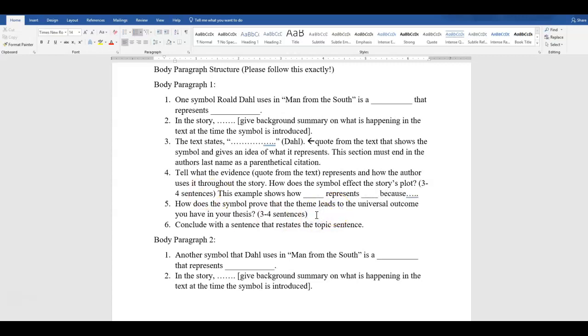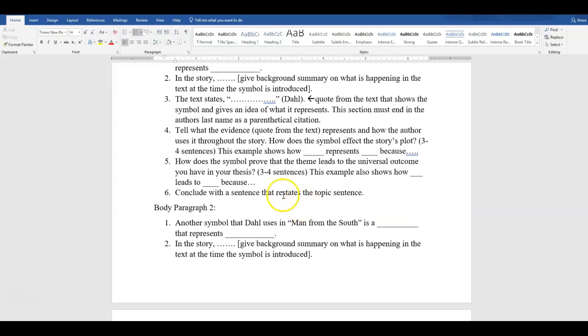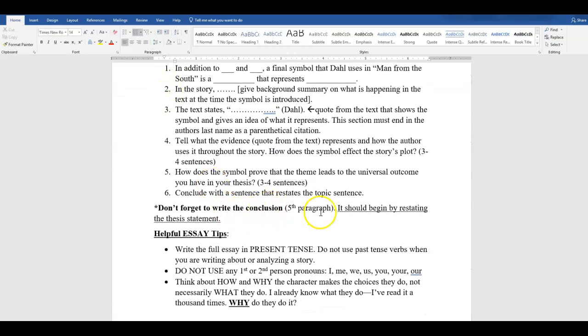And then same thing for number 5. This is your theme. How does the symbol prove that the theme leads to the universal outcome in your thesis statement? This example also shows how blank leads to blank because, okay? So again, number 4 is about symbolism. Number 5 is about the theme and universal outcome. And then you will conclude with a sentence that restates the topic sentence, okay? You'll do that for body paragraph 2 and 3. Don't forget to write the conclusion. That's your 5th body paragraph, and it should begin by restating the thesis statement from your introduction.